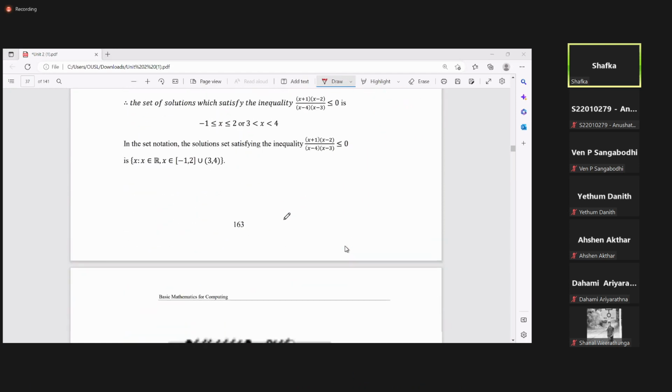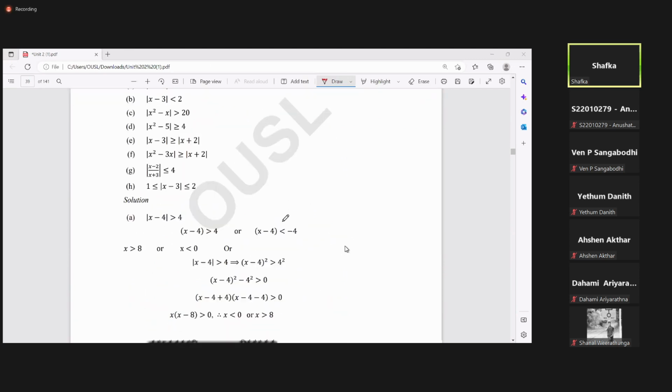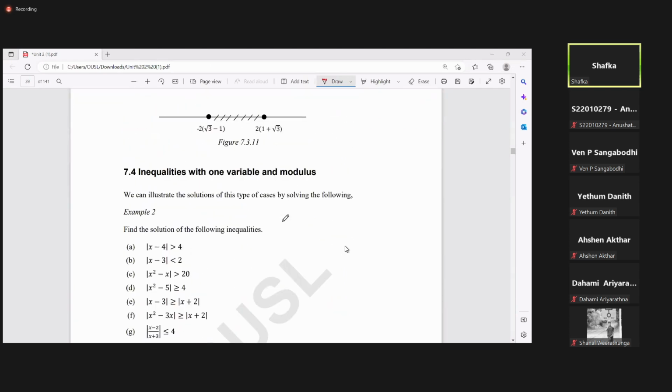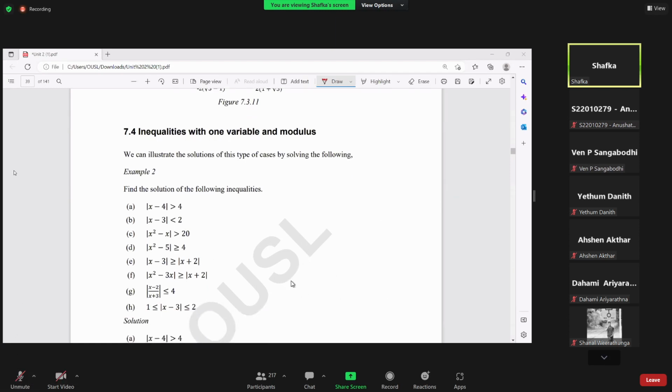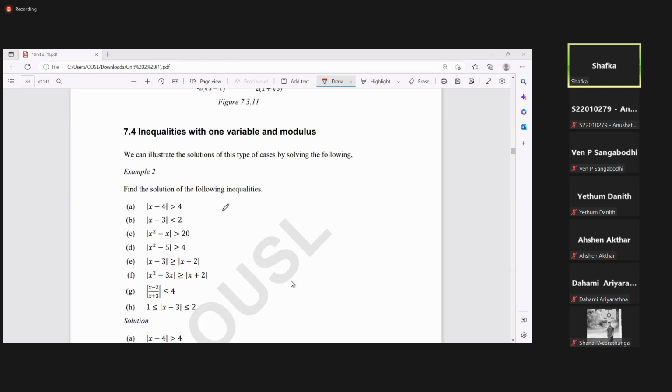Okay then. There are some other inequalities with modulus value. What do you mean by modulus value? It always returns the positive values, yes. And if you have this kind of inequality, what can you do?